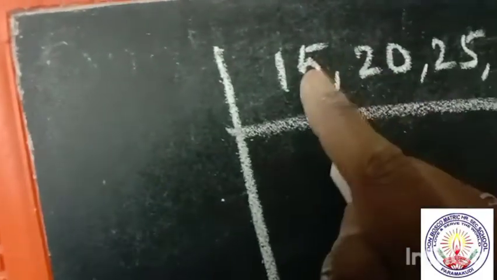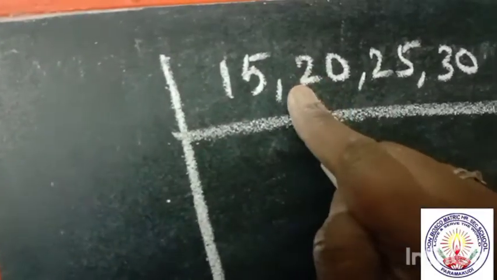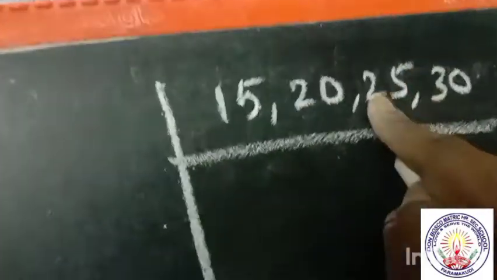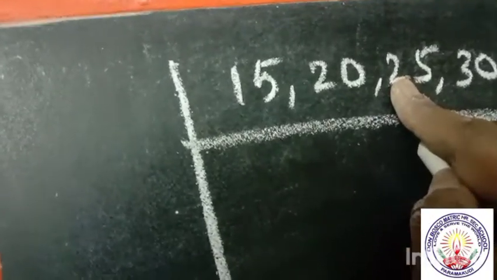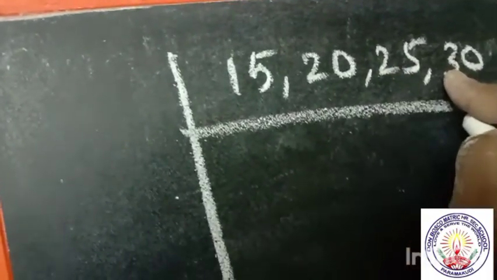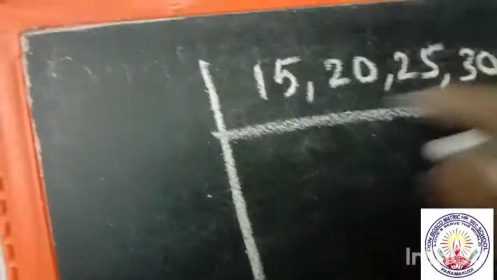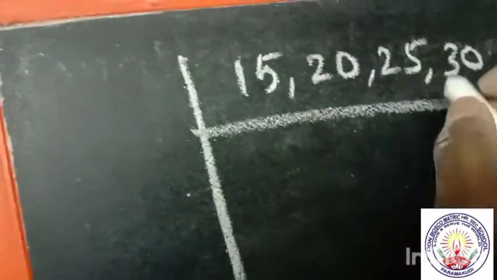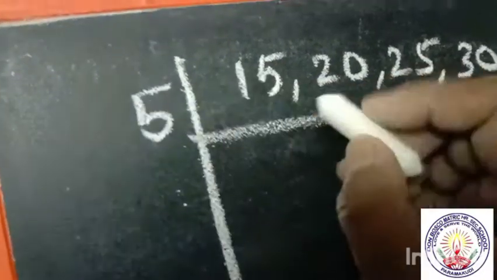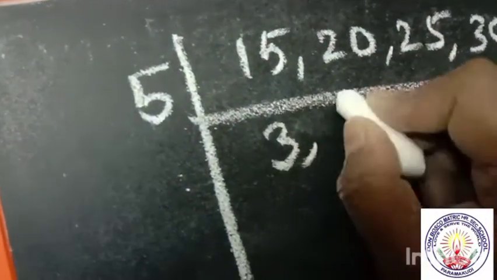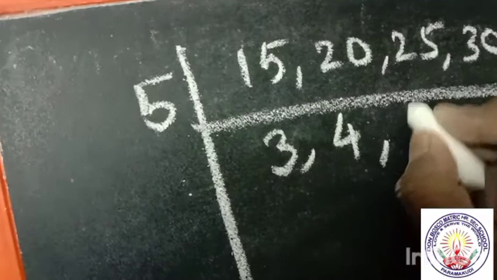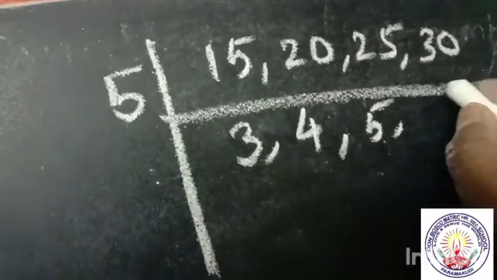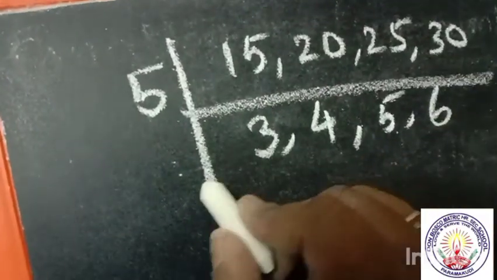Here the first mobile rings every 15 minutes, the second every 20 minutes, the third every 25 minutes, and the fourth every 30 minutes. All these numbers are divisible by 5, so we will take 5. 3 5s are 15, 4 5s are 20, 5 5s are 25, and 6 5s are 30.